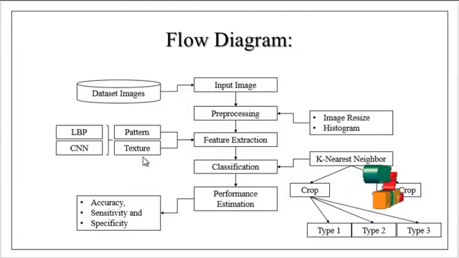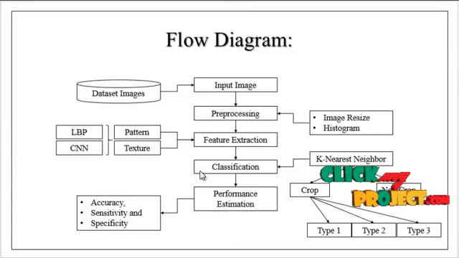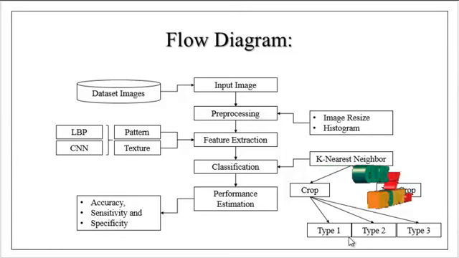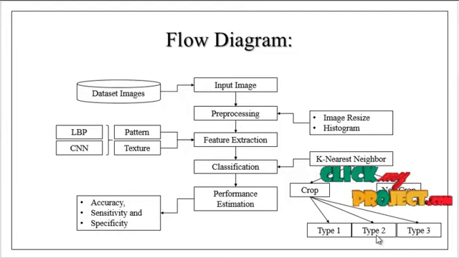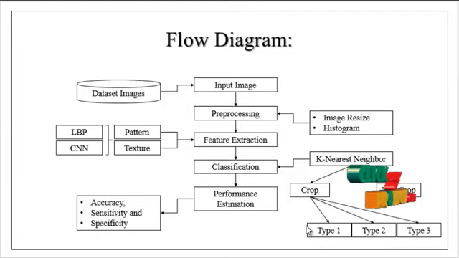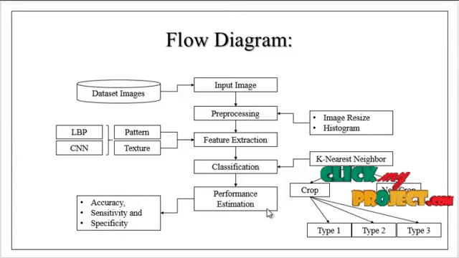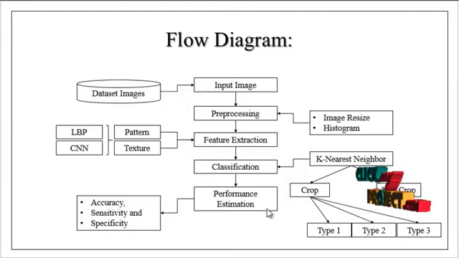After generating the test features, the classification will be carried out. In this classification, the machine learning classifier is used to classify whether the input image is crop or non-crop. In case it is a crop, then the type of the crop will be detected here, like type 1, type 2, type 3. So this is the main objective of this project. We have to detect the crop types. Then after the crop type classification, the performance will be evaluated based on the accuracy, sensitivity, and specificity.